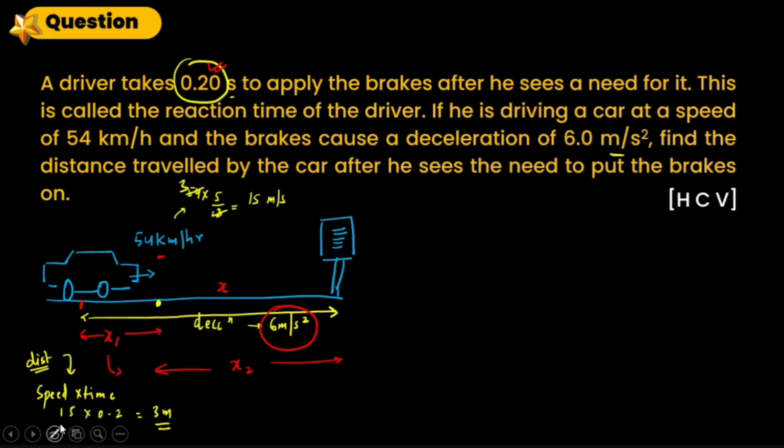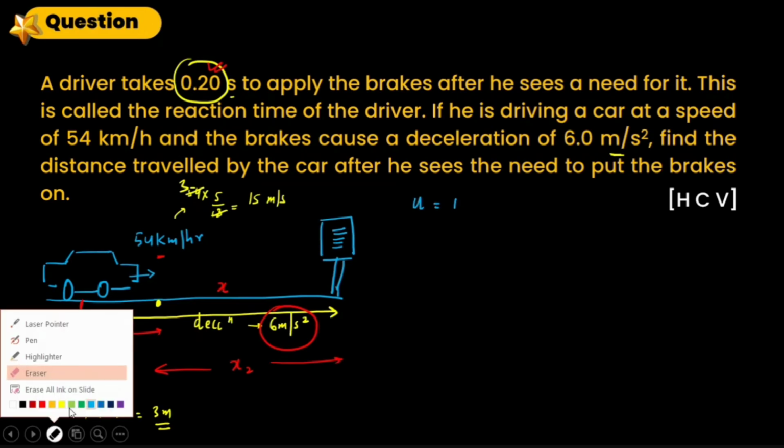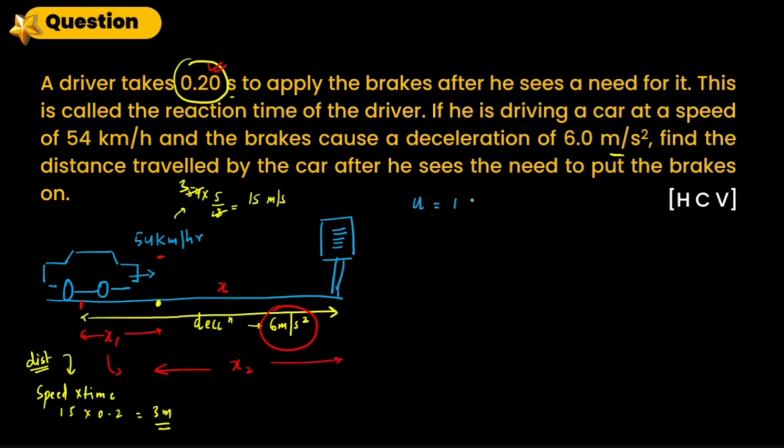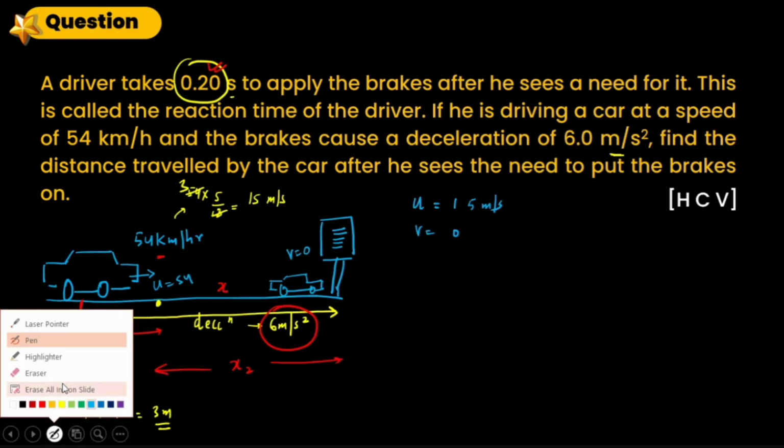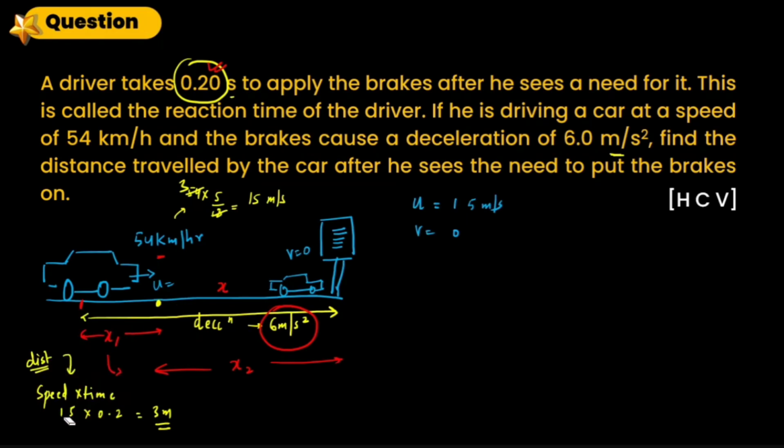In order to calculate distance x2, we have to understand what quantities we have been given. So here I can say u is going to be 15 meters per second. We calculated it for the first part only, so that is going to be the initial velocity. Final velocity is going to be zero because here the car is supposed to stop. In order to stop, v needs to be zero. So u is 54 km/h, or I would say 15 meters per second.